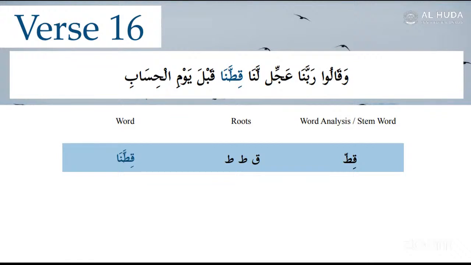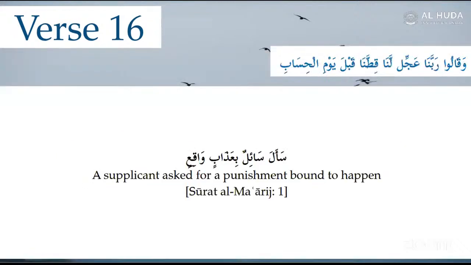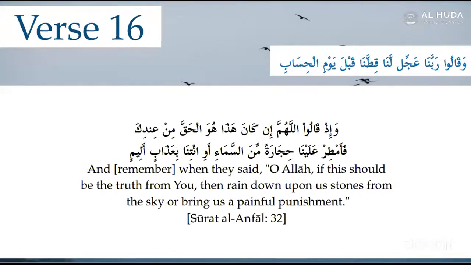Like we learn in Surah Al-Ma'arij, سَأَلَ سَائِلٌ بِعَذَابٍ وَاقِعٍ. A supplicant asks for a punishment bound to happen. Or in Surah Al-Anfal, verse 32, and remember when they said, oh Allah, if this should be the truth from you, فَأَمْطِرْ عَلَيْنَا حِجَارَةً مِّنَ السَّمَاءِ, then rain down upon us stones from the sky, or bring us a painful punishment. That's one meaning of qitta, punishment in dunya. Number two, record of deeds. And number three, share of reward.